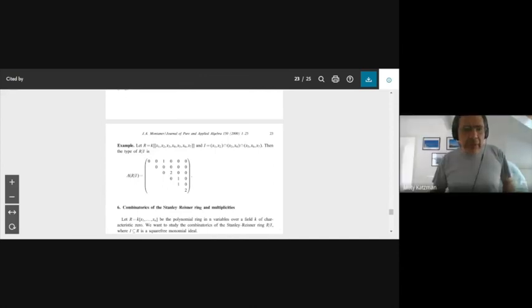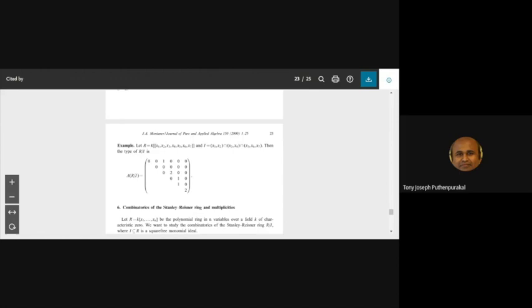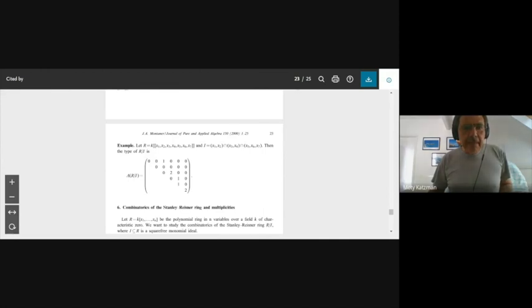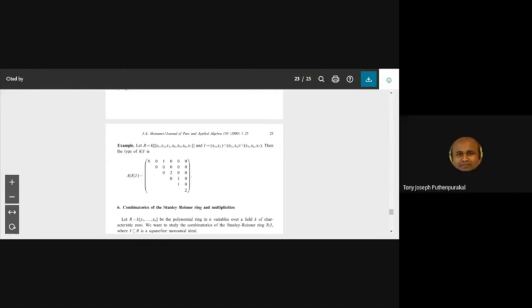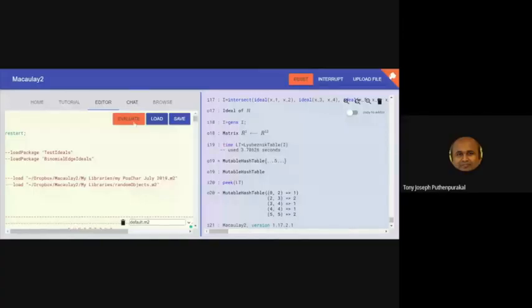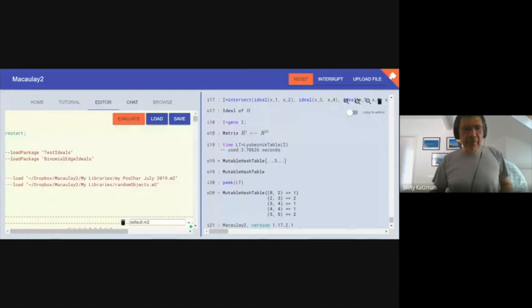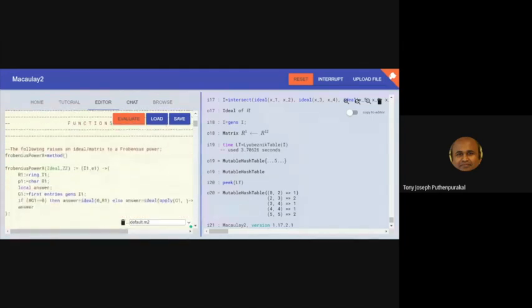I'm going to share this screen with you. So I'm going to have to stop sharing this screen. Now I'm going to share another screen with you, which is the tab. So can you see Macaulay 2 now? Yeah. Okay. So I'm going to run some Macaulay 2 program.